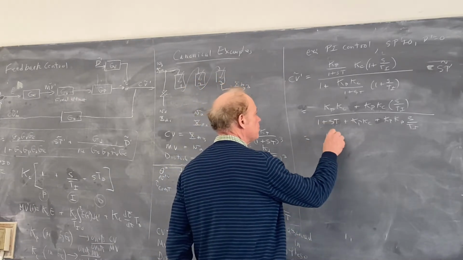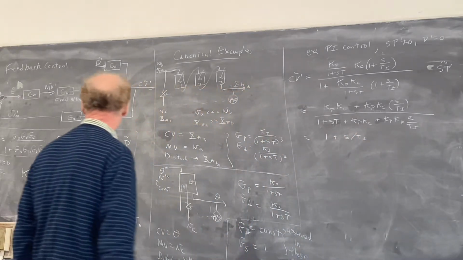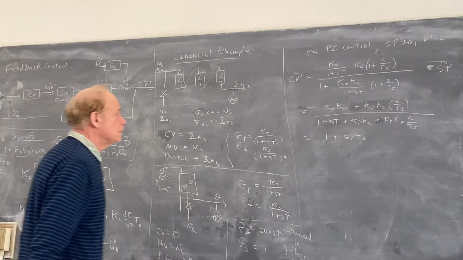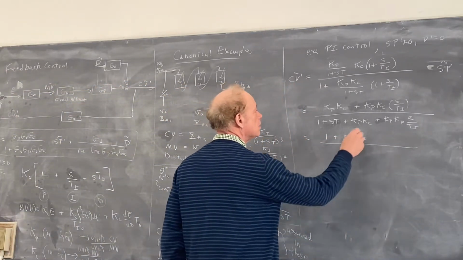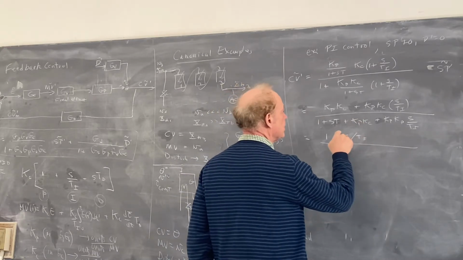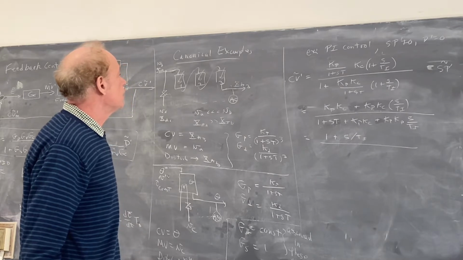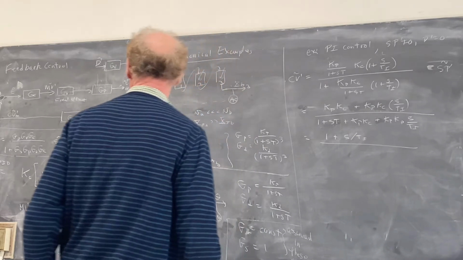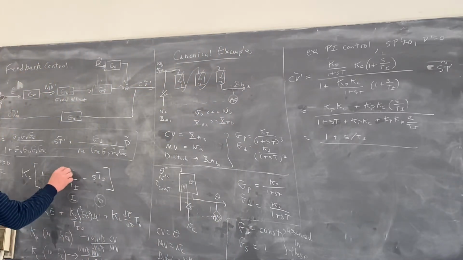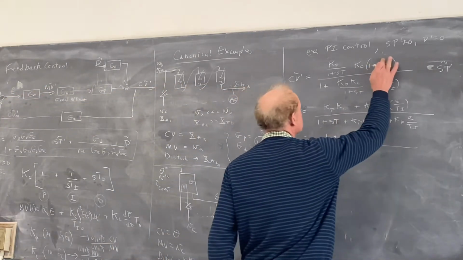So here I have 1 plus S over Ti, divided by, let's see, so here, did I lose an S? That looks okay. You know, the S should have been in the denominator. Sorry. Yeah, the S should have been in the denominator, because it's an integral. This is 1 over S Ti.